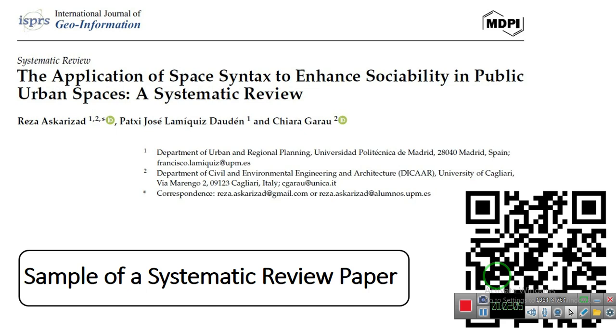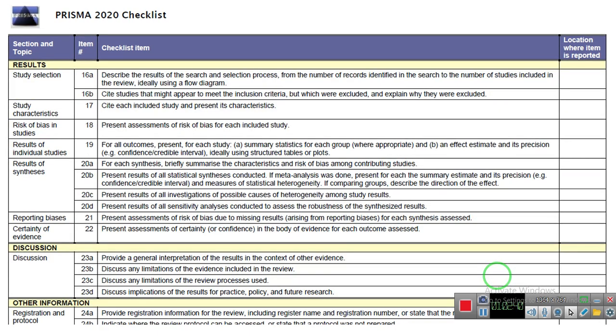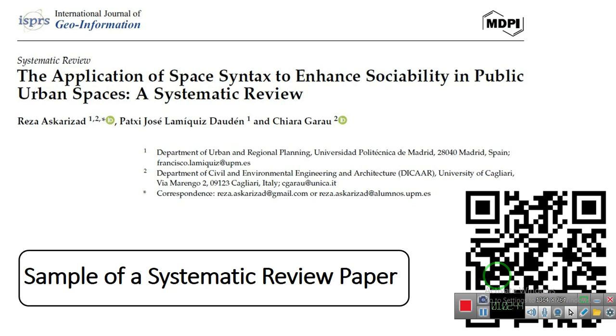And for each step, you can understand how you can write each part if there is any hesitation. As you can see in this title, the application of space syntax to enhance sociability in public urban spaces, a systematic review, which has been mentioned as the protocol that has to be regarded based on the title of the PRISMA. So each step in a systematic review paper based on the PRISMA framework should be regarded and noted in our article.